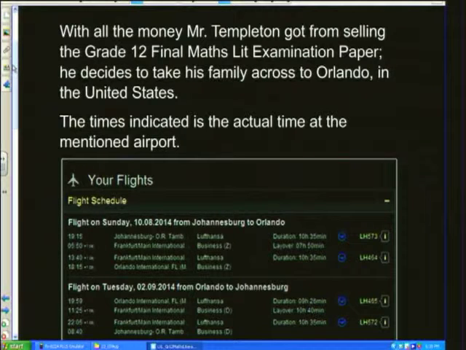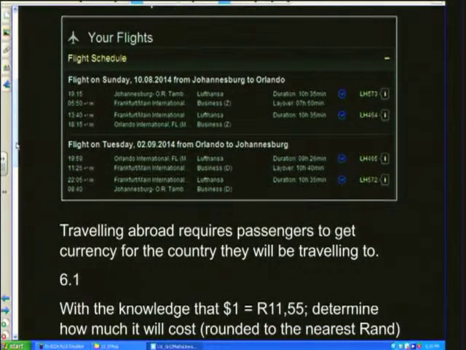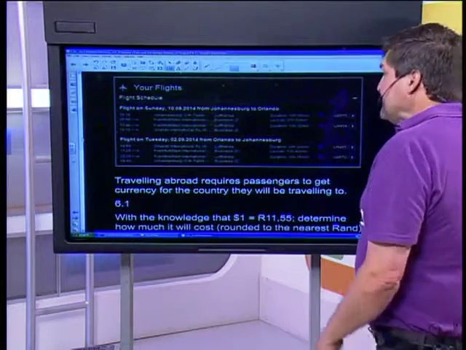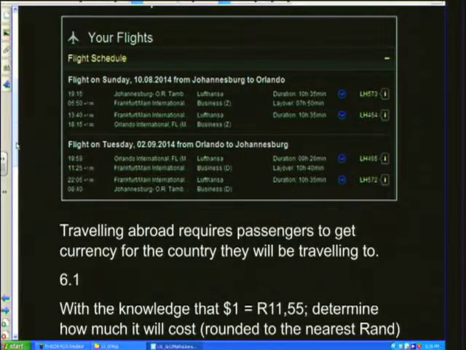The times indicated are the actual time at the mentioned airport. Now, I hope you can see this timetable because I kid you not, this is the real timetable that I will be following on Sunday when we go off to the States. Okay, here it is. So we're going to be leaving Johannesburg International Airport. I'm sure you can see it on your screen.